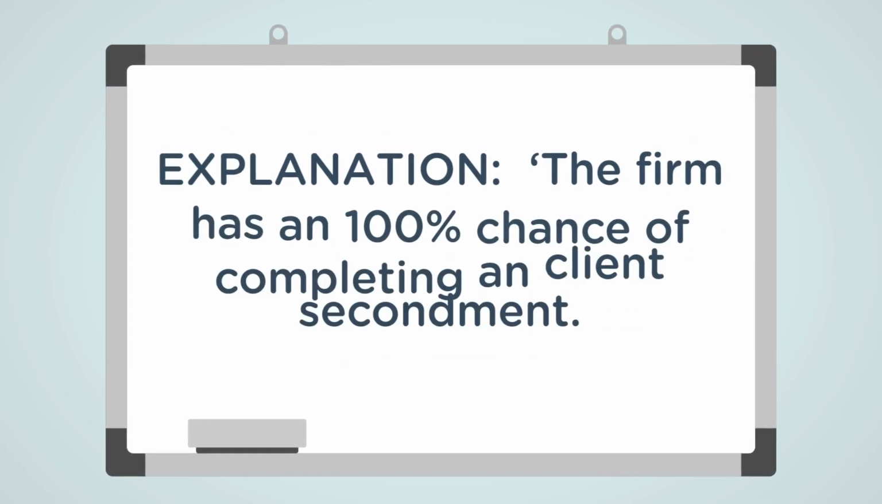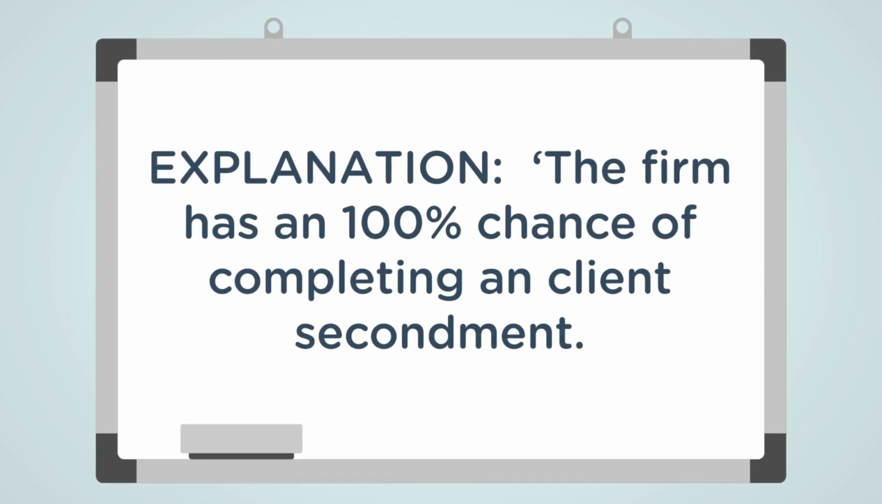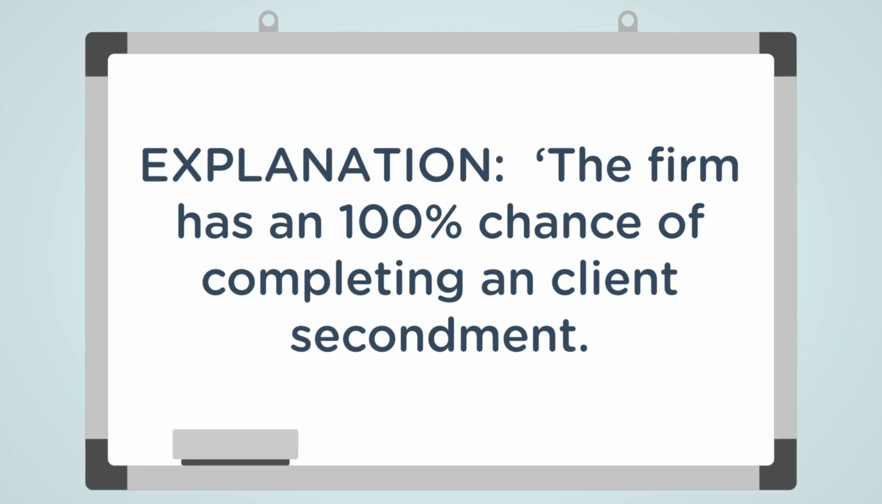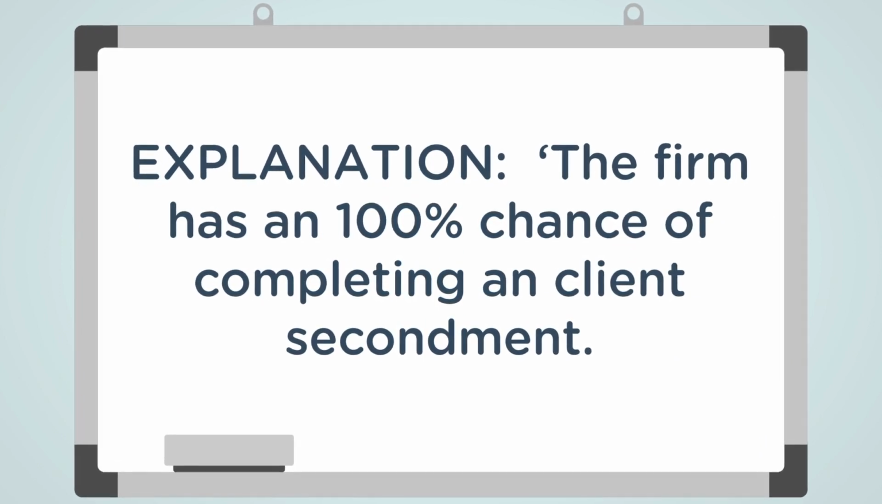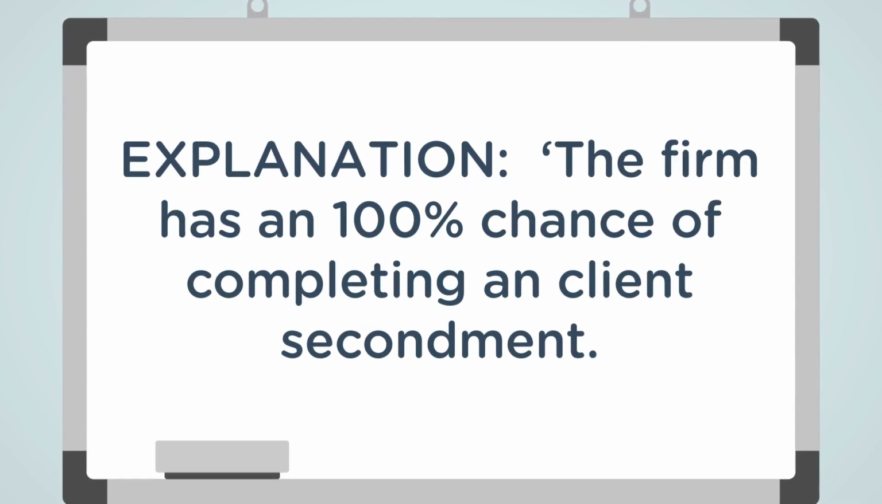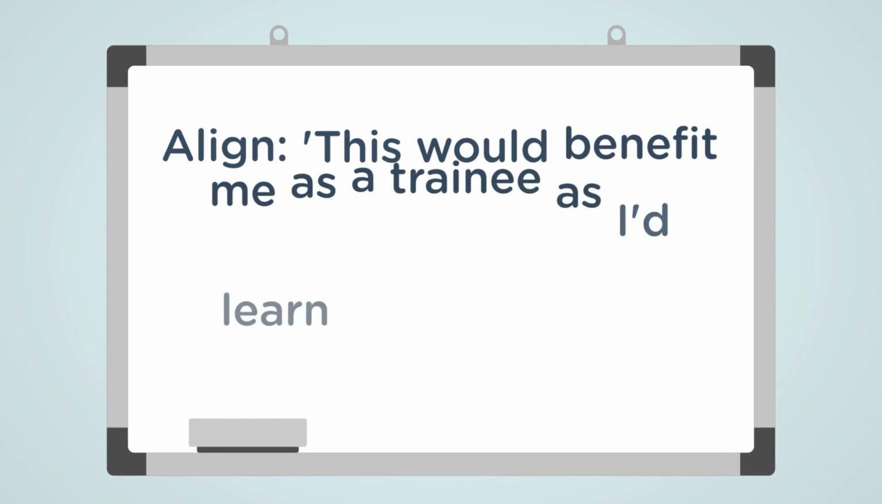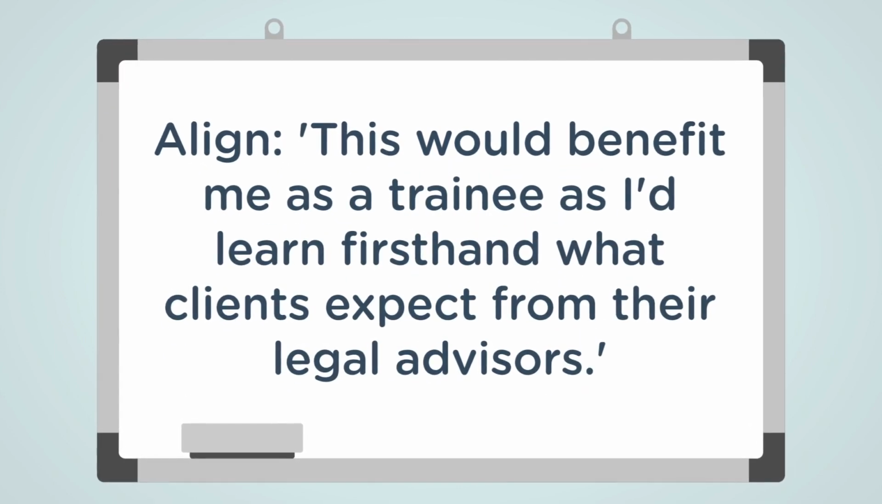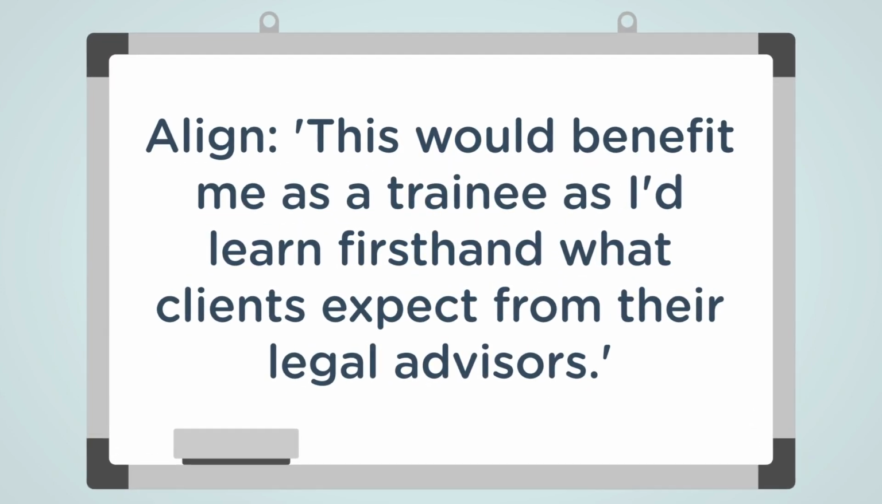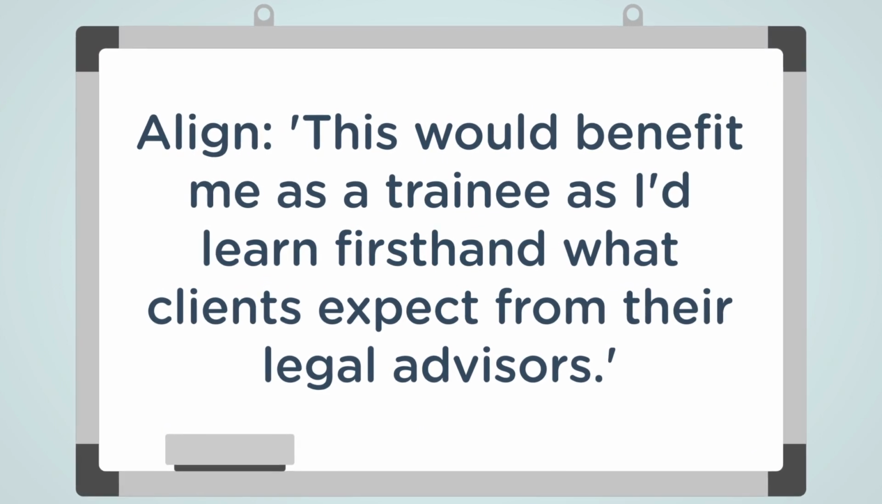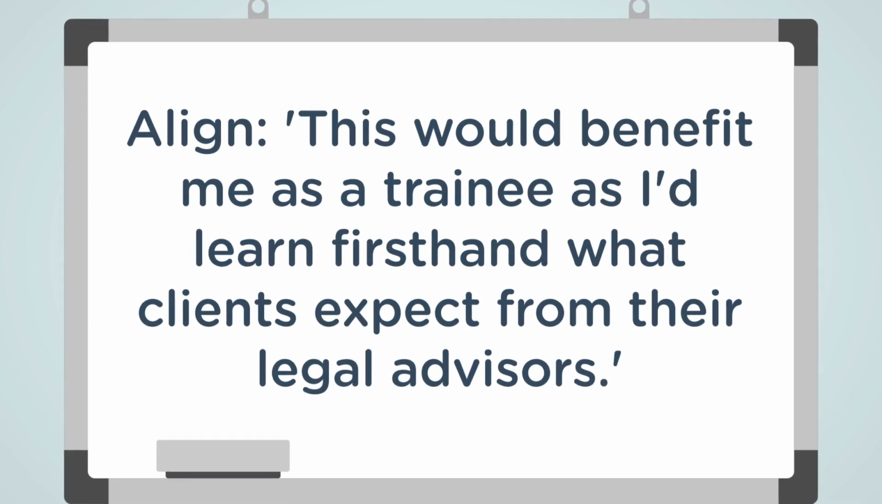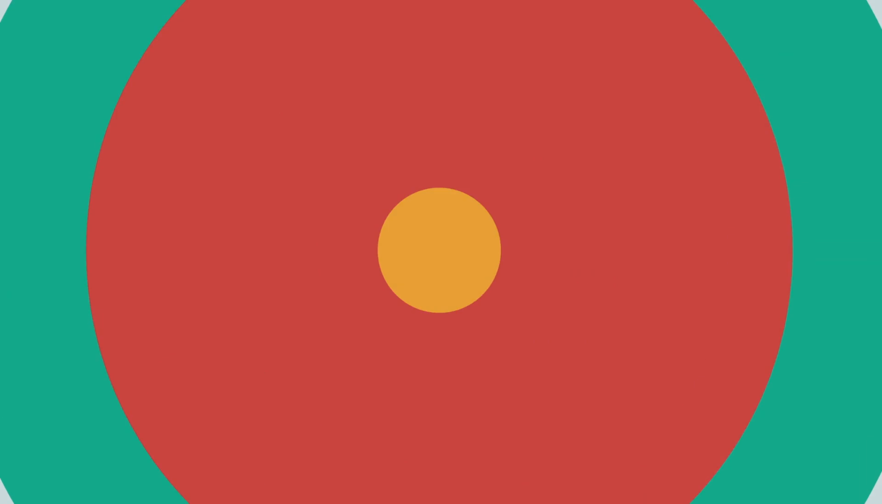In your explanation, you should explain your answers and back them up with any evidence that you have found through your research. For example, on the screen, we've listed an example of the chances of client secondments. And lastly, for align, you want to link each explanation to yourself and how this would benefit you as a trainee. For example, development opportunities.